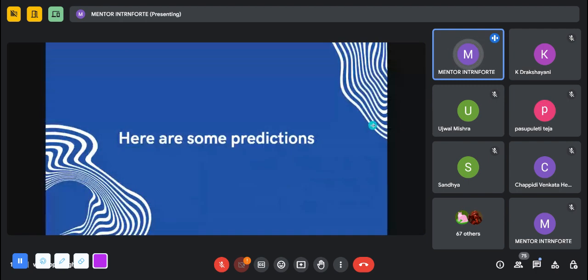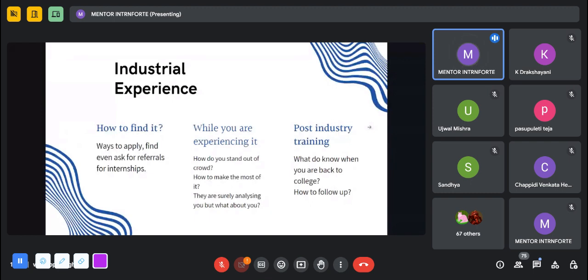So let us start with this. Here are some predictions like how to find it, what to do when we are actually an intern or selected in that particular company, and what the post-industry training will be like.